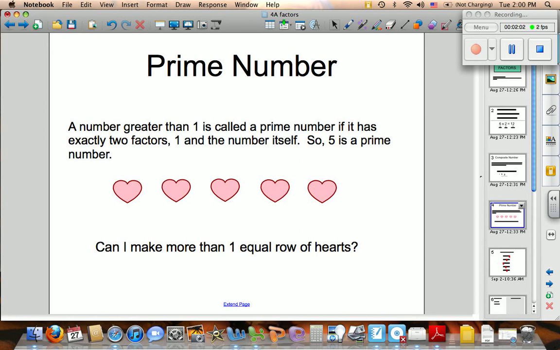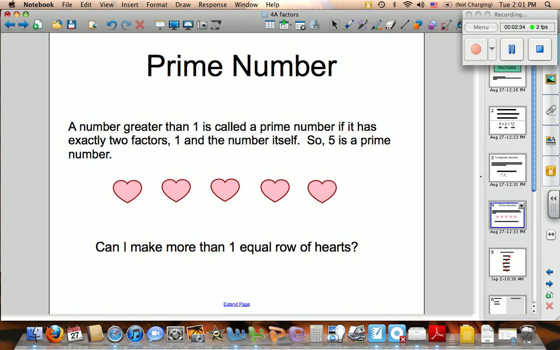Then we also have something called prime numbers. And a prime number is a number greater than 1, and it is called a prime number if it has exactly 2 factors, 1 and the number itself. So 5 is a prime number because think about what we can multiply together to get 5. 1 times 5, so 1 and 5 are both factors, but is there anything else we can multiply? There isn't.